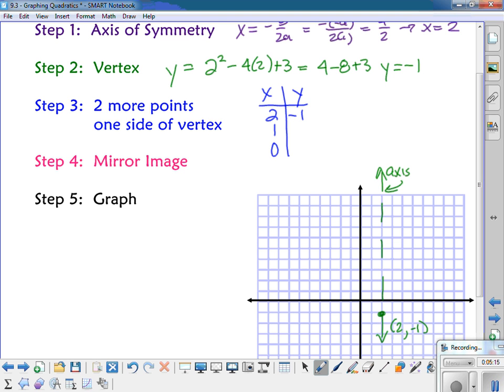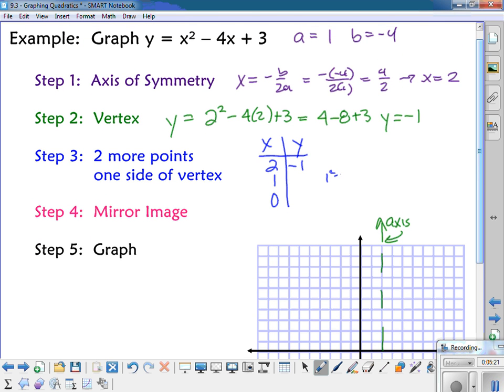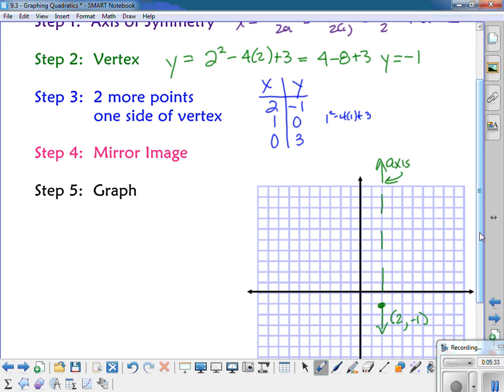So I plug in the 1, and I get 1 squared minus 4 times 1 plus 3. And so that's 1 minus 4 plus 3. That comes out to 0. If I plug in the 0, I get 3. So I'm going to go ahead and plot those points. So 1, 0, and 0, 3.